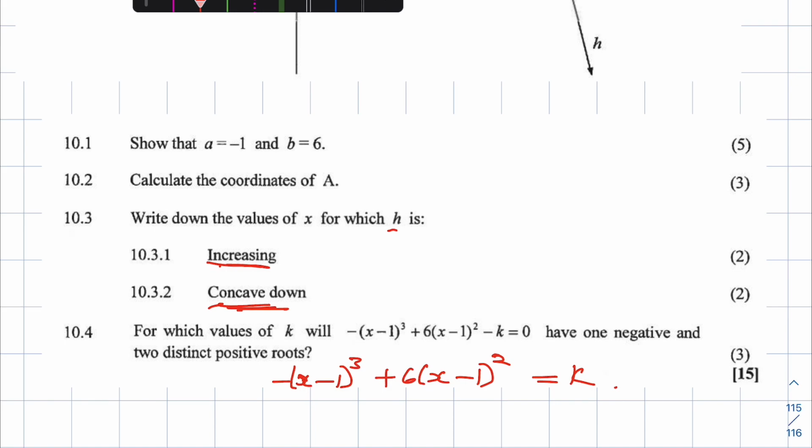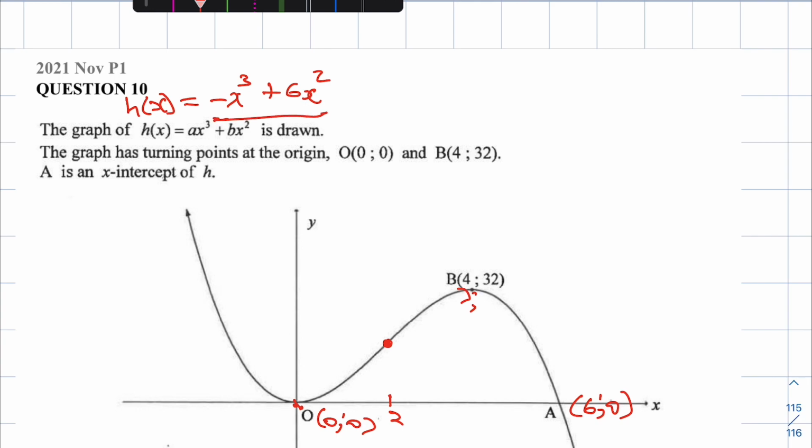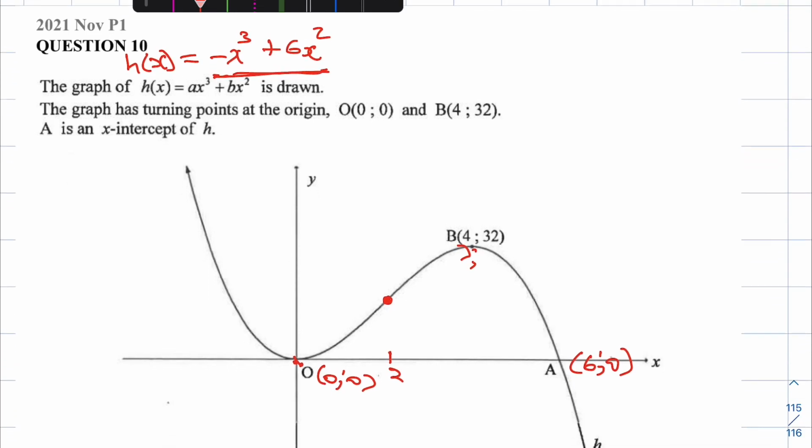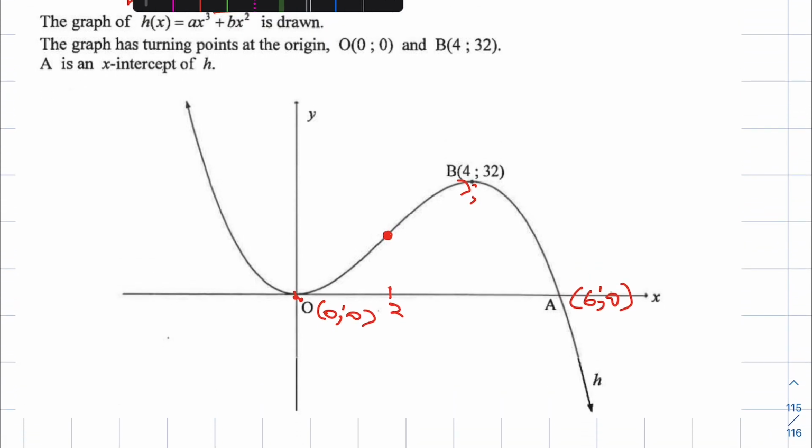So basically, if you compare this with the given function, which we worked out to be negative x to the power 3 plus 6x squared, it means that you just take this function and move it 1 unit to the right. So if I can quickly trace this function and move it 1 unit to the right, you will get something like this. So this is what we get. That green graph is the graph that has been moved 1 unit to the right.